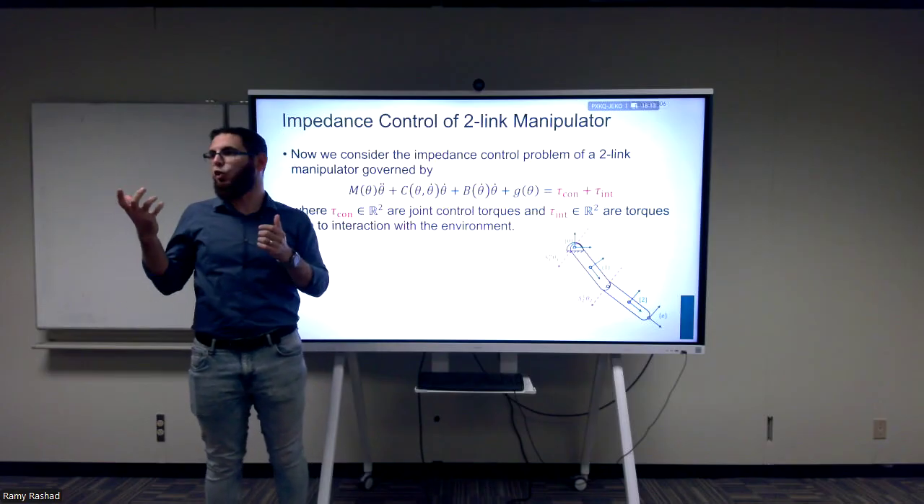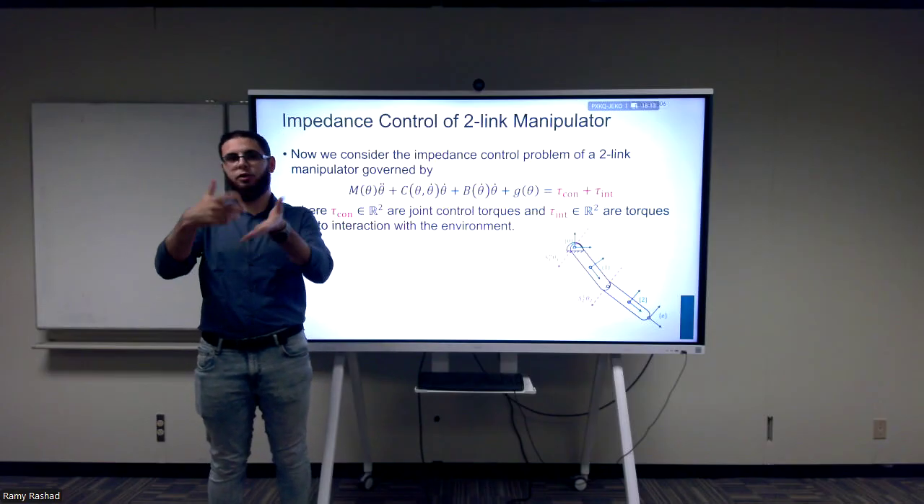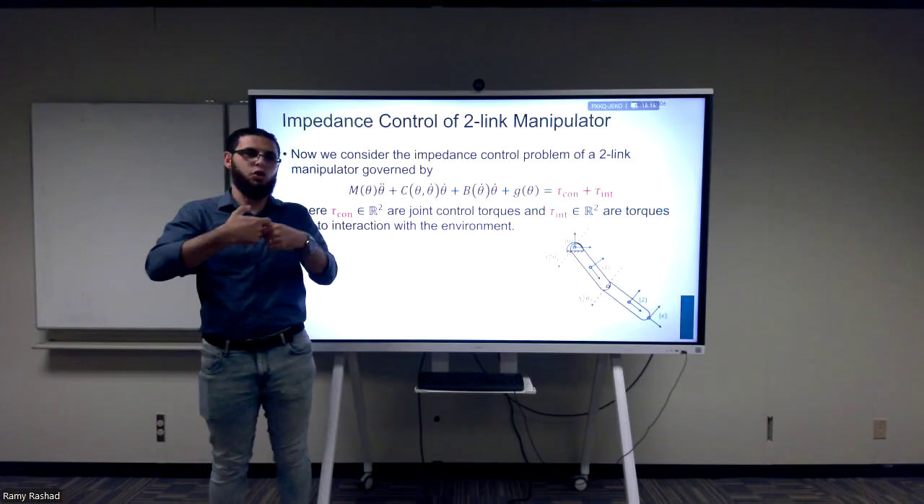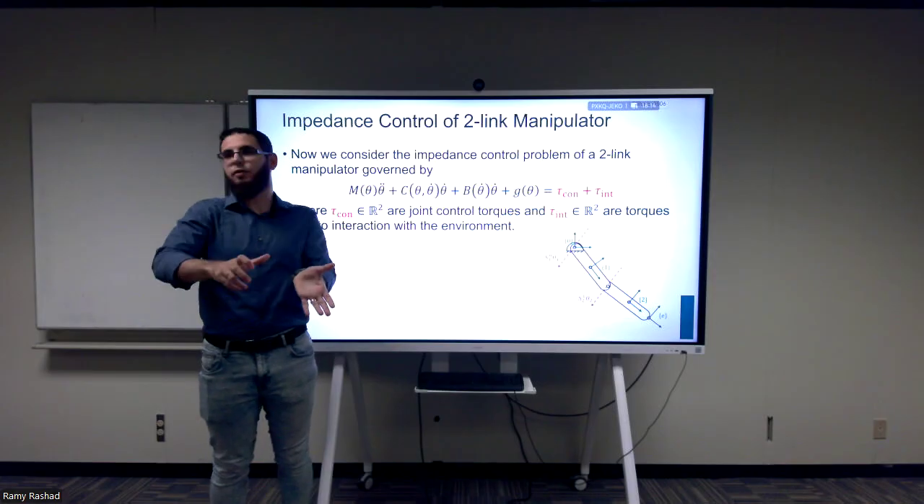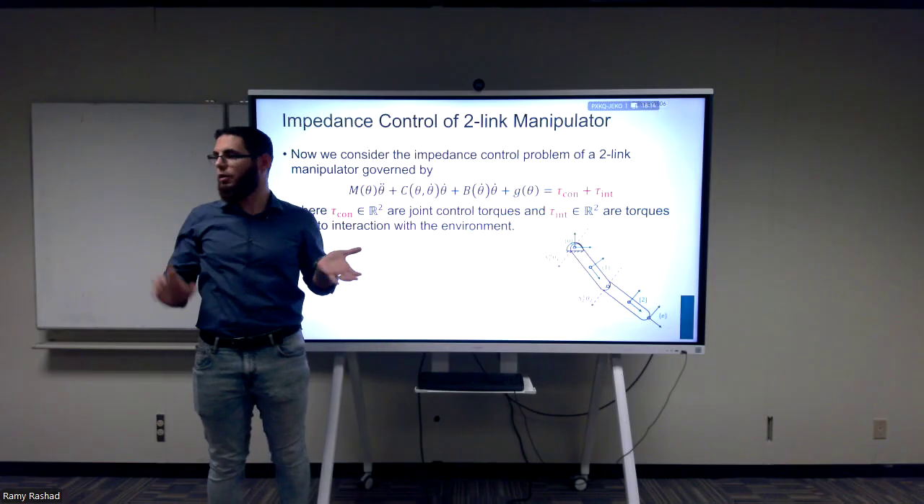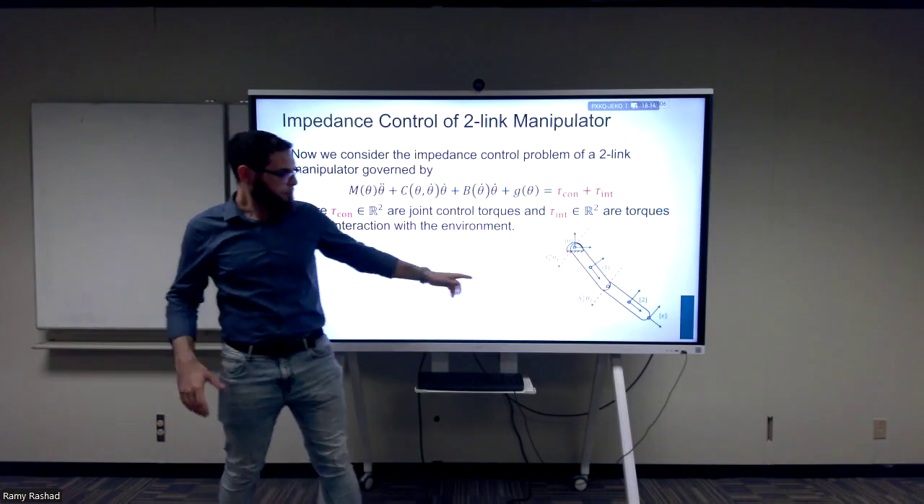Robots, by definition, were made to interact with the environment. The word robot, as we all know, comes from the word slave. Slaves work with their hands. So the robot should work and interact with the environment physically, by definition. We don't want a robot just moving around and doing nothing.